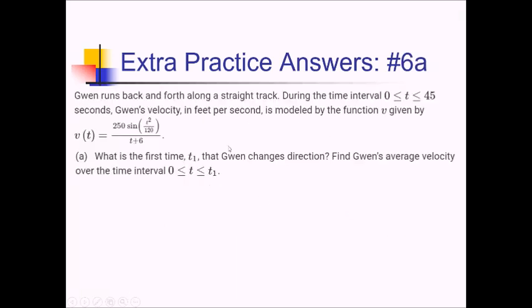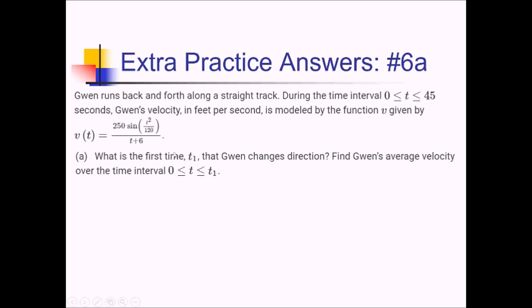For this problem, we have Gwen running back and forth along a straight track, and during the time from 0 to 45 seconds, her velocity is modeled by this v of t function. And again, this is a calculator problem, so I'm really glad because this looks kind of nasty to deal with without a calculator. So now our first task is we want to know the first time, which they are making us call t1, that Gwen changes directions. And then they want her average velocity over the interval from 0 to that first direction change.